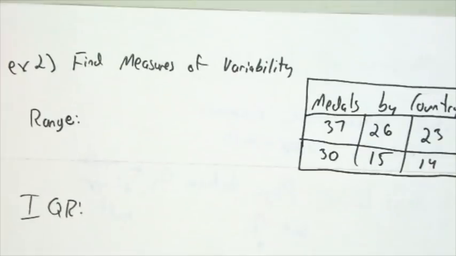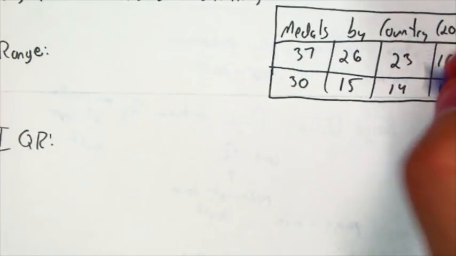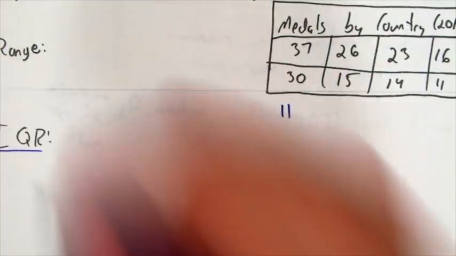So let's use that information to help us solve some problems. Find the measures of variability. Let's find the range. So we need to put these in order from least to greatest, because we're going to be looking for the interquartile range as well.